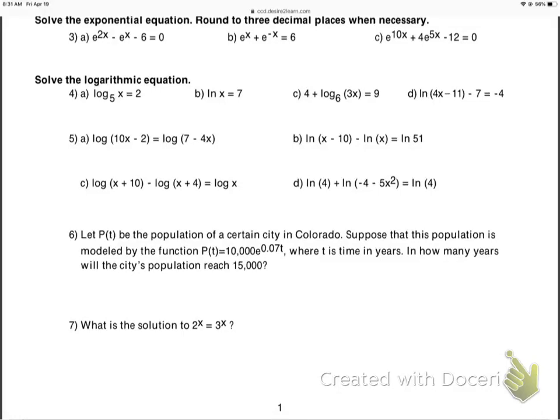Okay, so looks like these are the ones I did earlier. Again, remember, just change from log to exponential. This is 5 to the power 2 equals x. Okay, this one, let's say here, because I maybe didn't do this one.